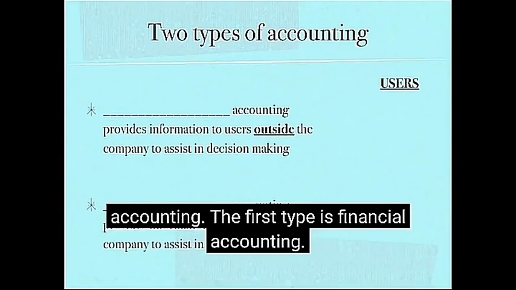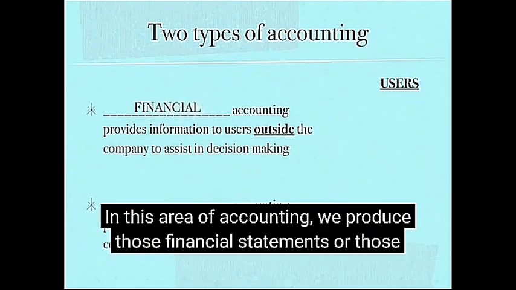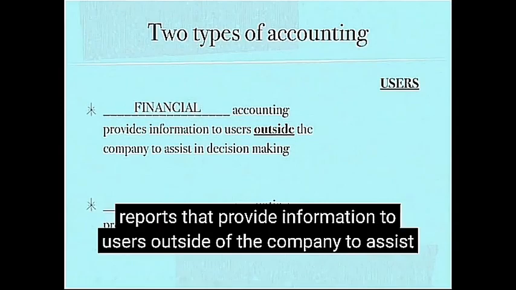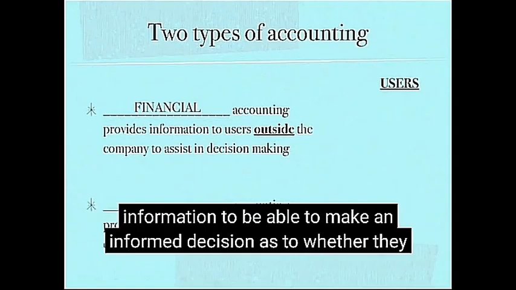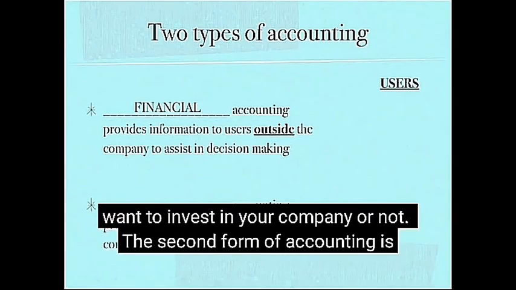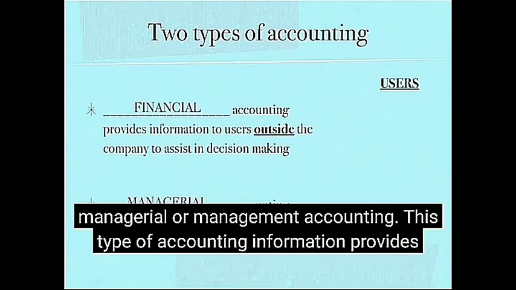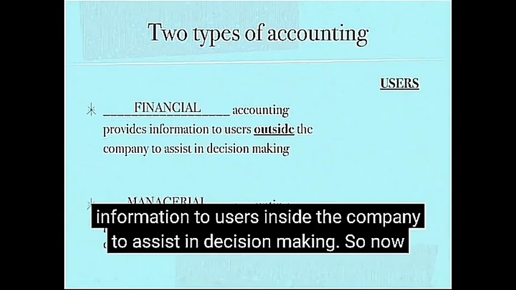The first type is financial accounting. So we produce those financial statements or those reports that provide information to users outside of the company to assist them in decision making. For example, an investor needs to know your financial information to be able to make an informed decision as to whether they want to invest in your company or not. The second form of accounting is managerial or management accounting. This type of accounting provides information to users inside the company to assist in decision making.